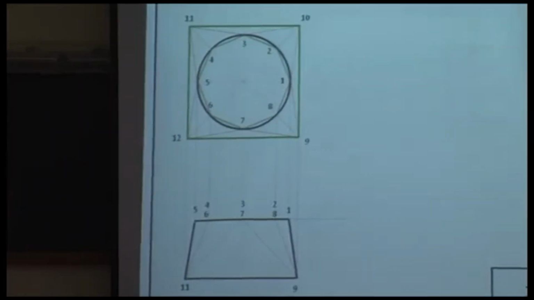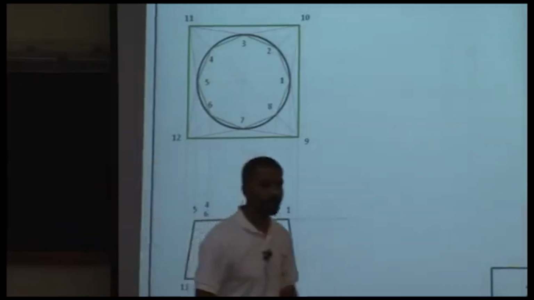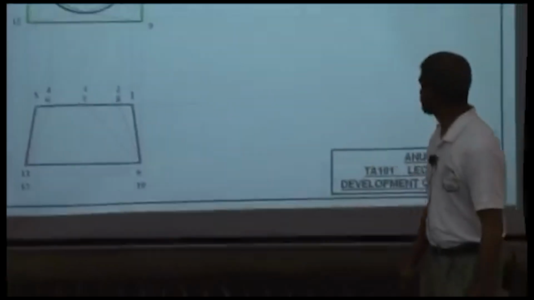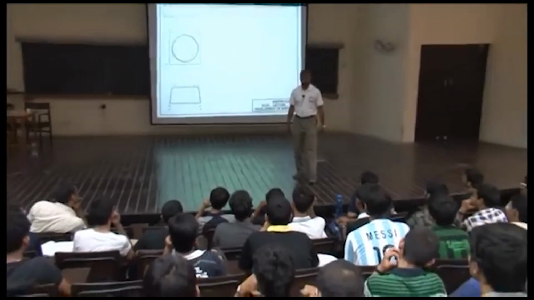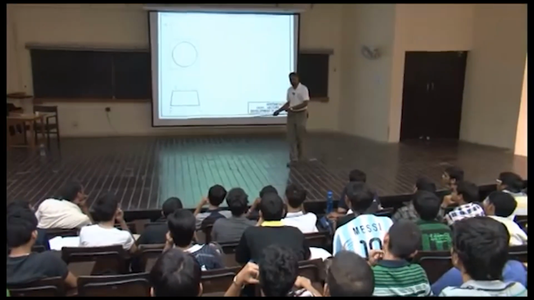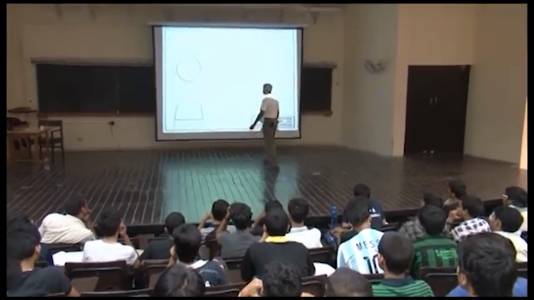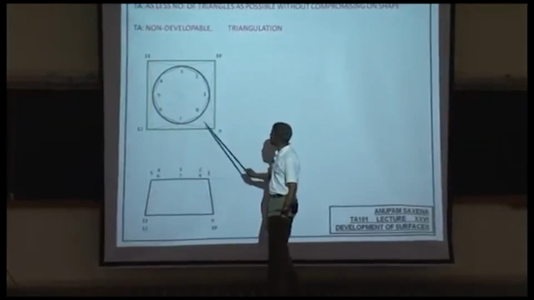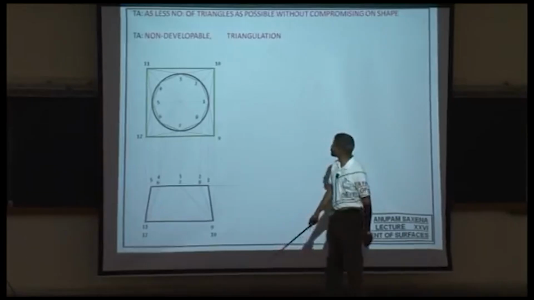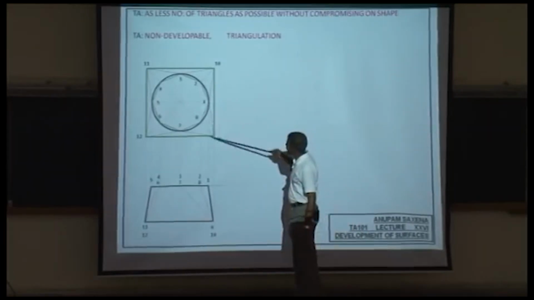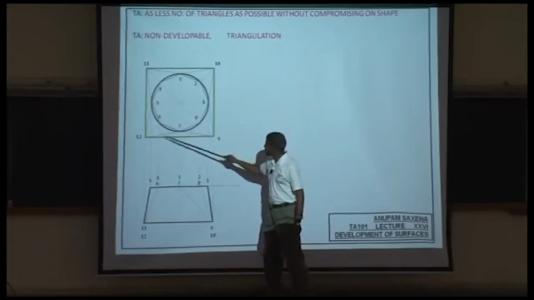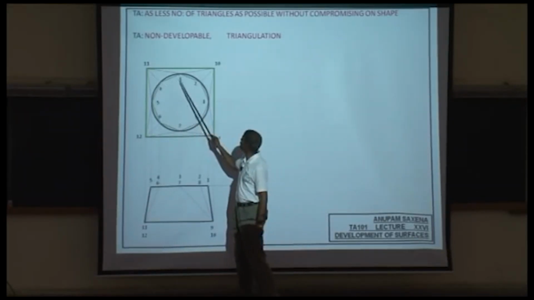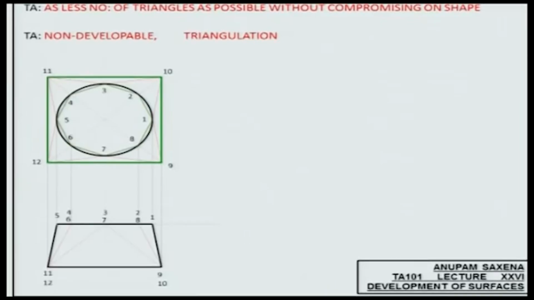Yeah, of course. Well, the true lengths of these edges will be the same, won't they? The true lengths of these edges, 2, 10, 4, 11, 6, 12 and 8, 9, they would be the same. And likewise, the true lengths of 1, 10, 1, 9, 9, 7, 7, 12, 12, 5, 5, 11, 11, 3, 3, 10, they will all be the same.